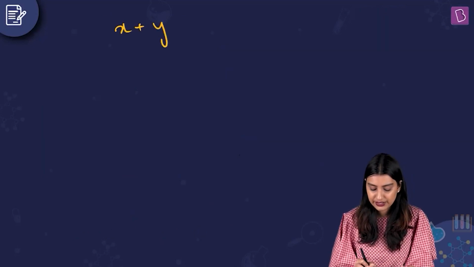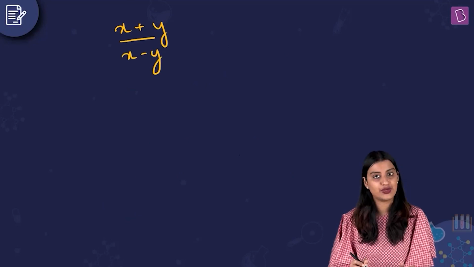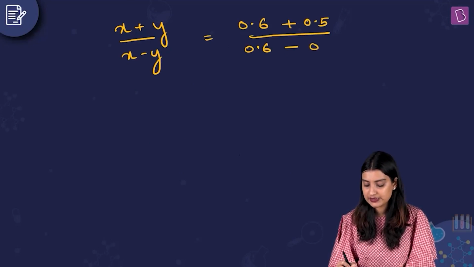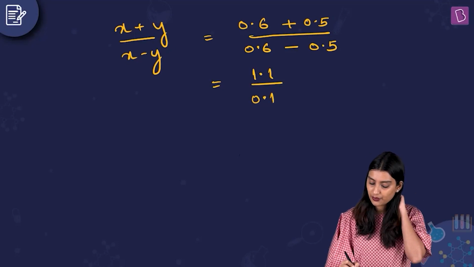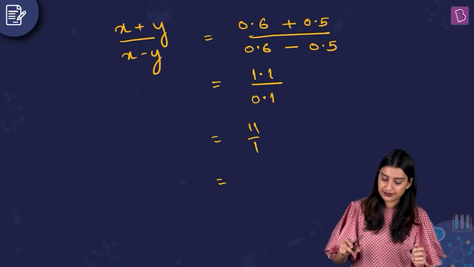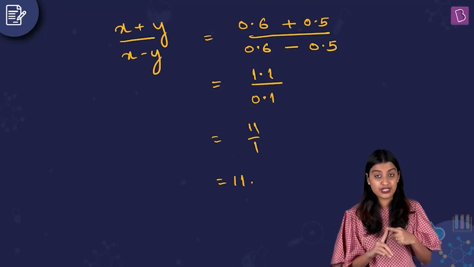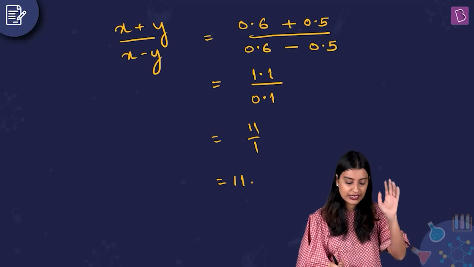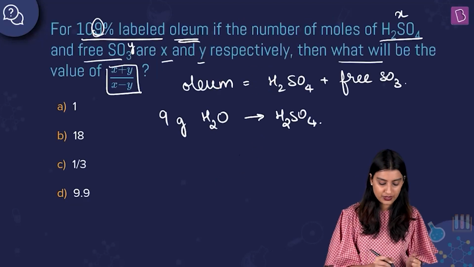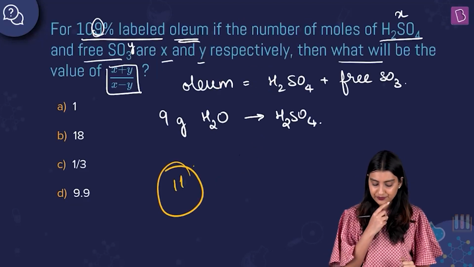Now, let's see. We have (X plus Y) divided by (X minus Y). This is the value we have to find out. X is 0.6 plus 0.5 divided by 0.6 minus 0.5. So this is basically 1.1 divided by 0.1. That is nothing but 11 by 1, which is nothing but 11. Sorry, not 10, 11. Right? But you have to keep in mind that we did make approximations. So 11 exactly, I don't think you will find in your options. Whatever is the closest, we'll pick that. So we got 11 as the value.